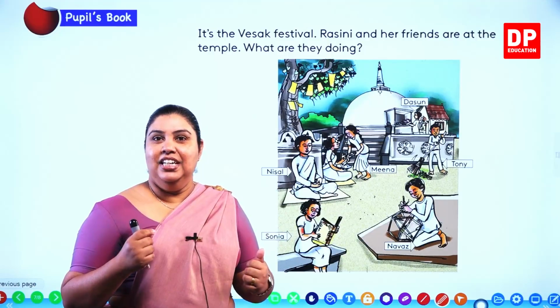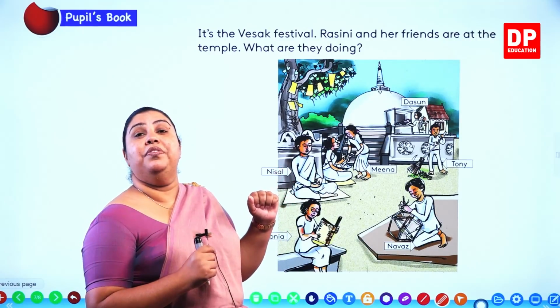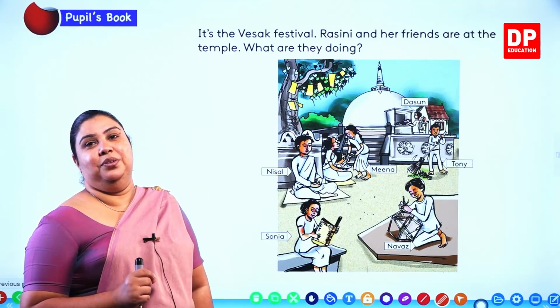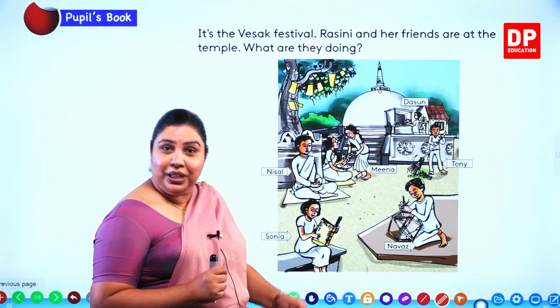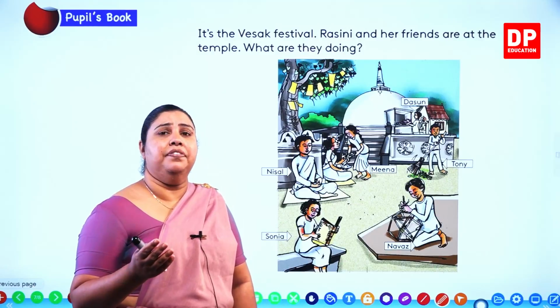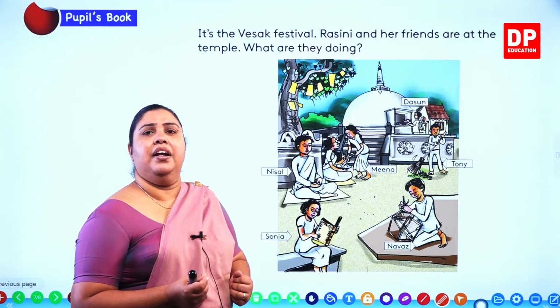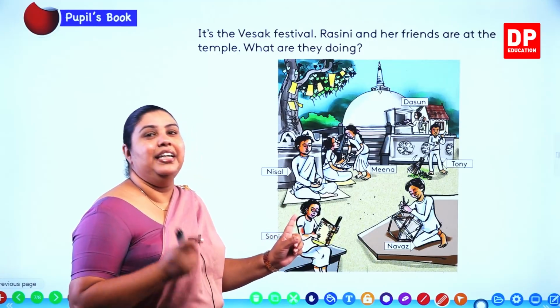Our festivals. So in our pupils book, we have a picture here. It's the Vesak festival. Oh, now when you look at the picture, you can see that it is the Vesak festival. And where are we? What is this picture? Where are we? We are in a temple.